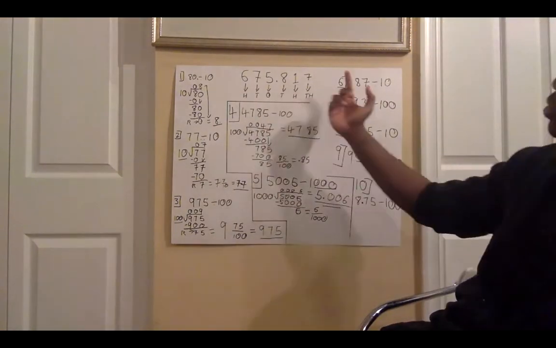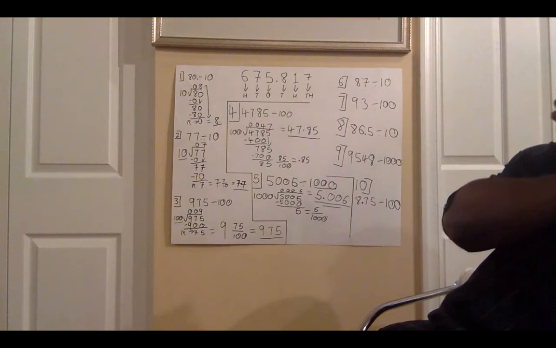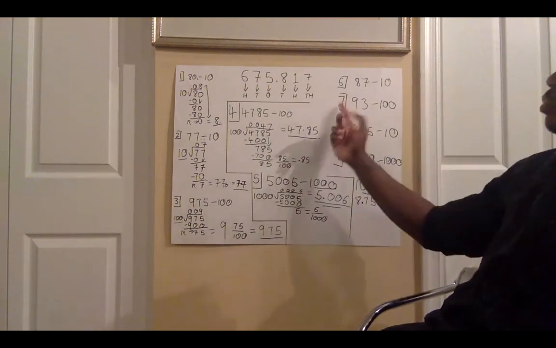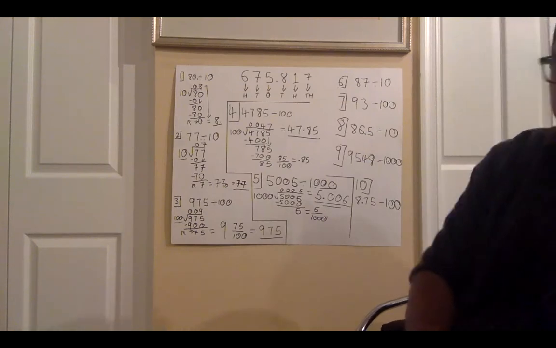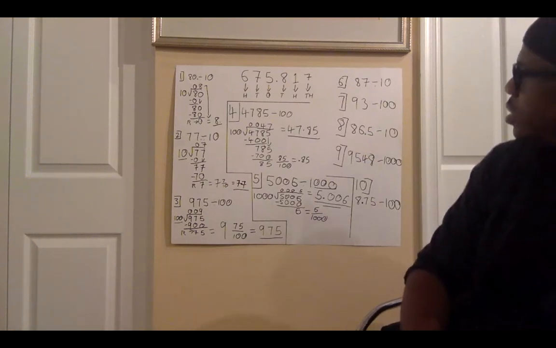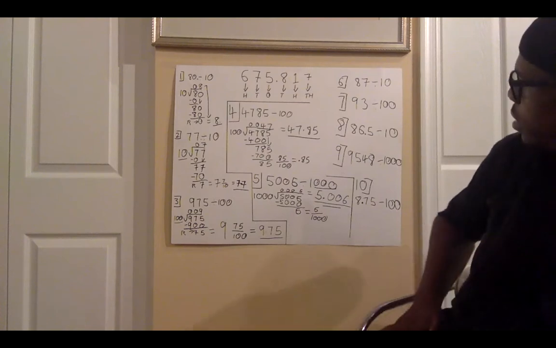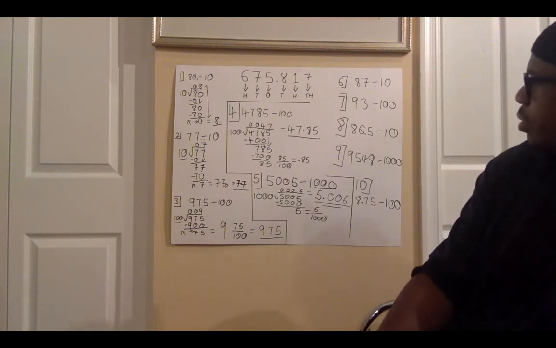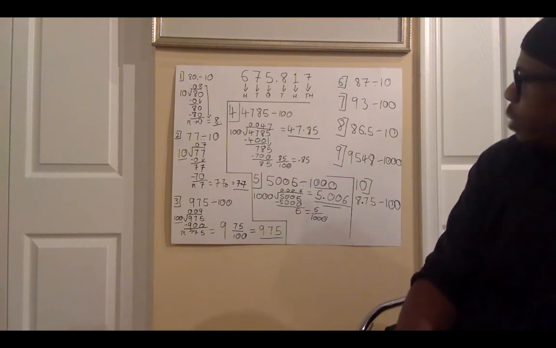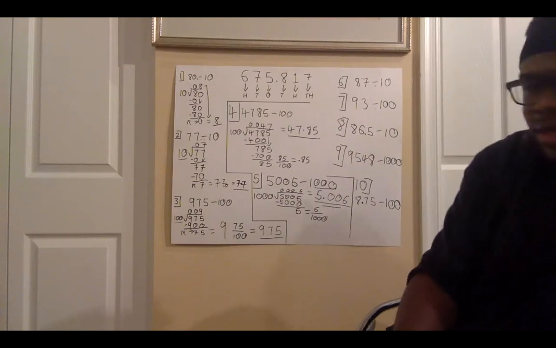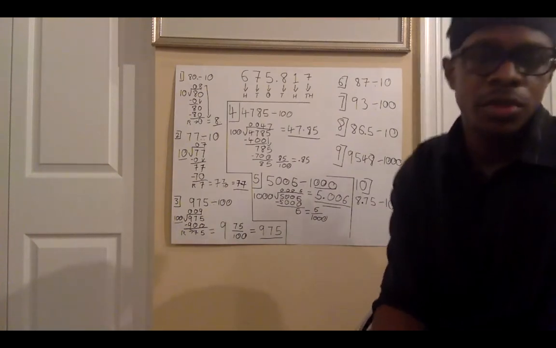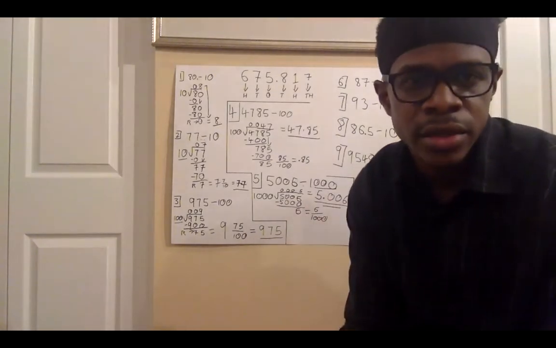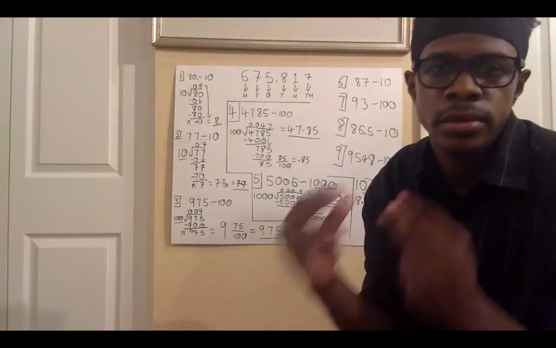So number 6, we have 87 divided by 10. Number 7, we have 93 divided by 100. Number 8, we have 86.5 divided by 10. Number 9, we have 9,548 divided by 1,000. And number 10, we have 8.75 divided by 100. I would like you guys to work on these by yourself.